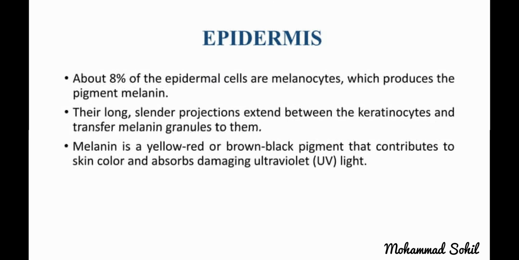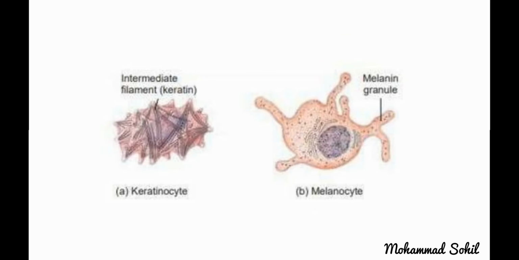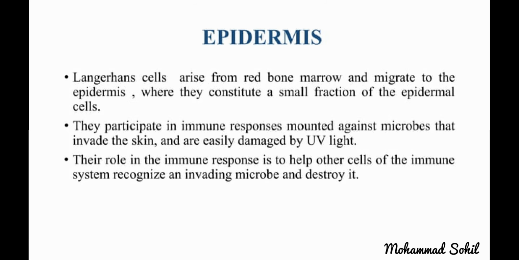About 8% of the epidermal cells are melanocytes, which produce the pigment melanin. Their long, slender projections extend between the keratinocytes and transfer melanin granules to them. Melanin is a yellow, red, or brown-black pigment that contributes to skin color and absorbs damaging ultraviolet, that is UV light. So this is the structure of keratinocytes and melanocytes.